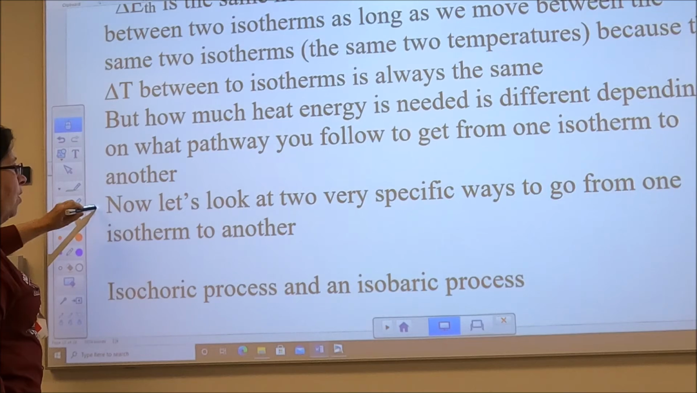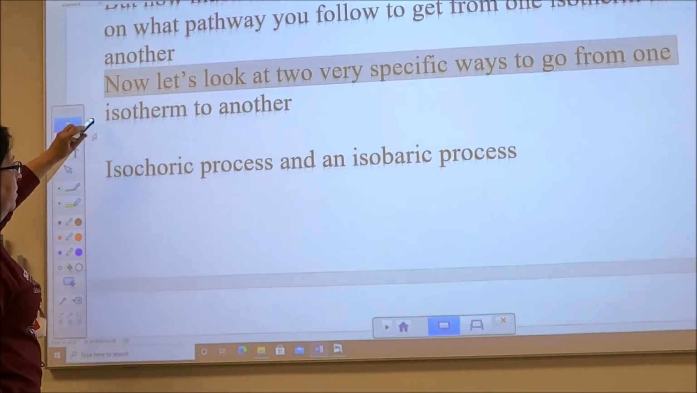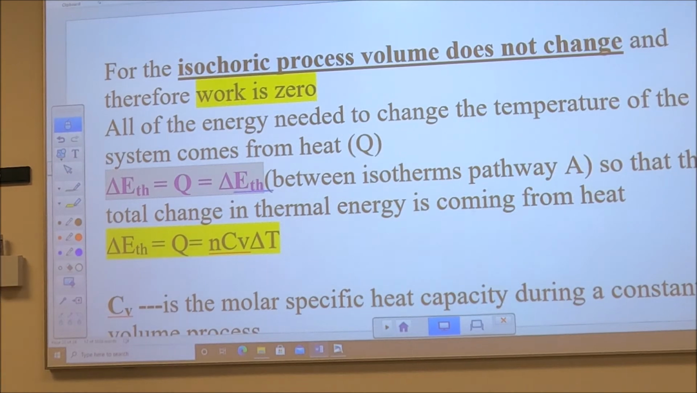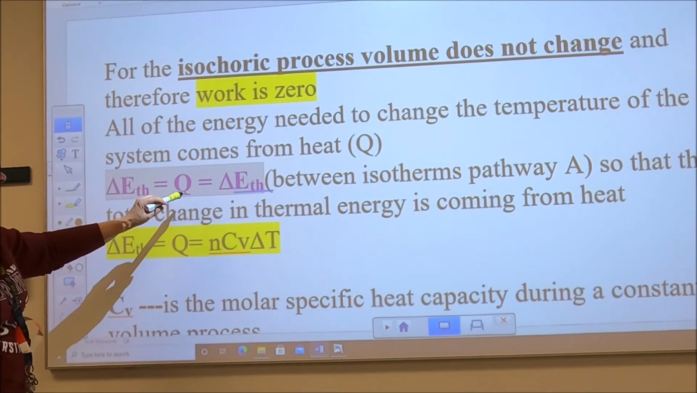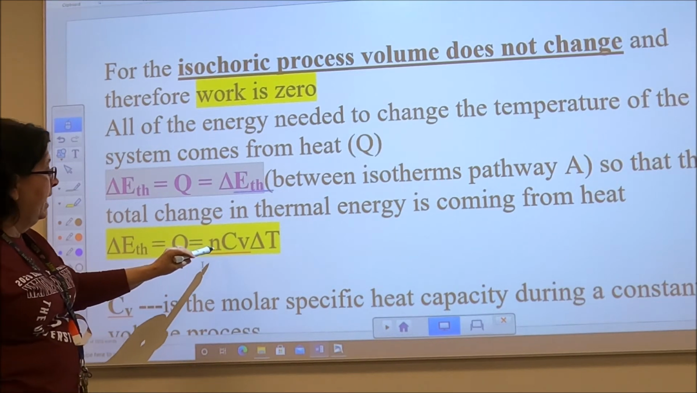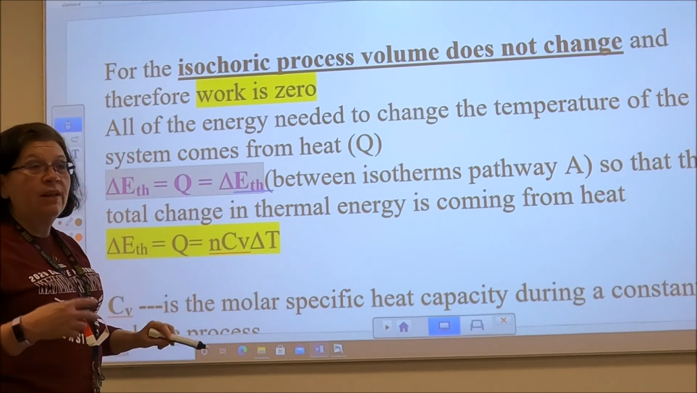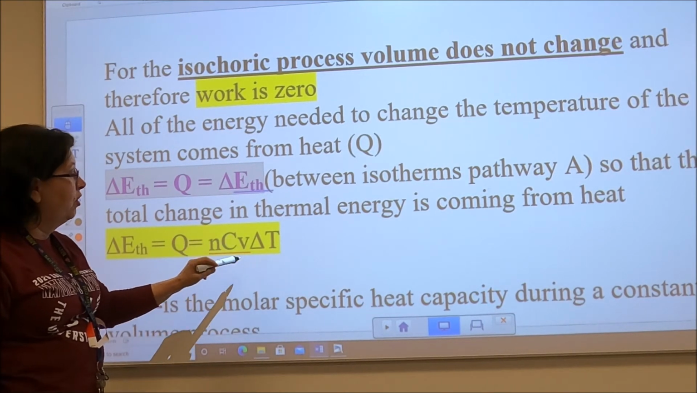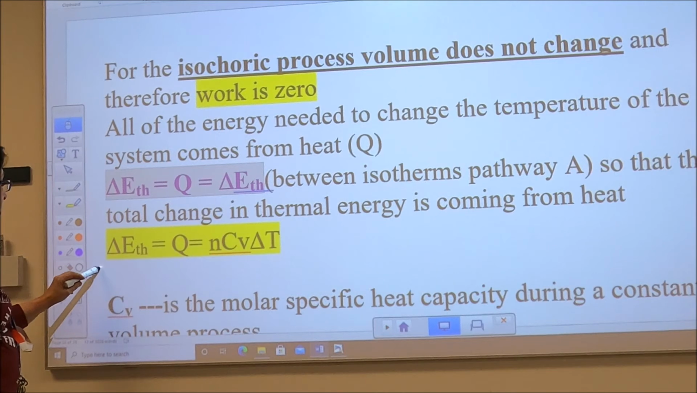And I've kind of gone over all this. So for an isochoric process, work is 0, and change in thermal energy is equal to Q. So change in thermal energy is going to be C sub V, V for constant volume. So I have the molar heat capacity under constant volume times change in temperature.